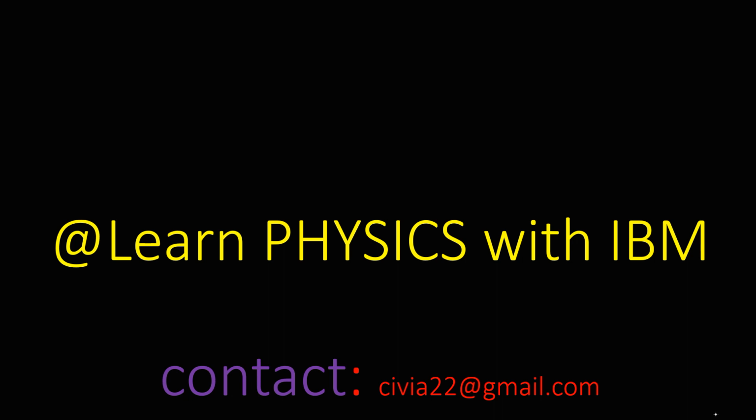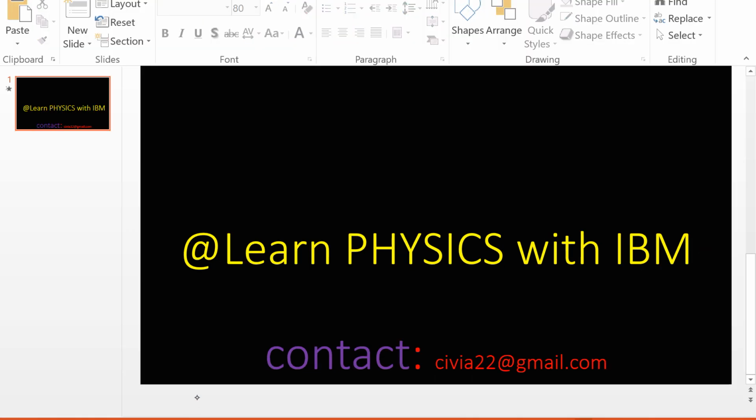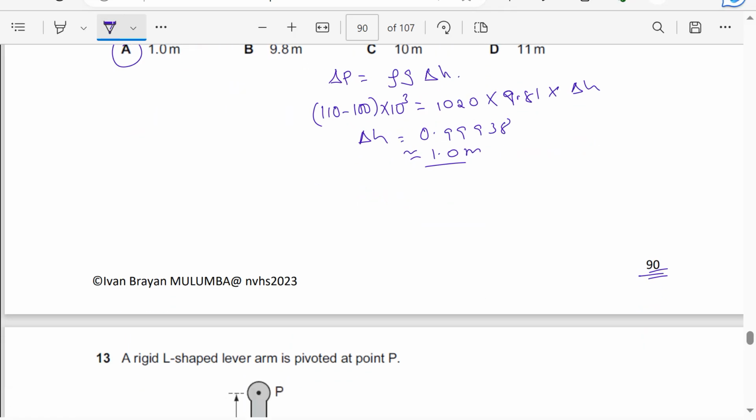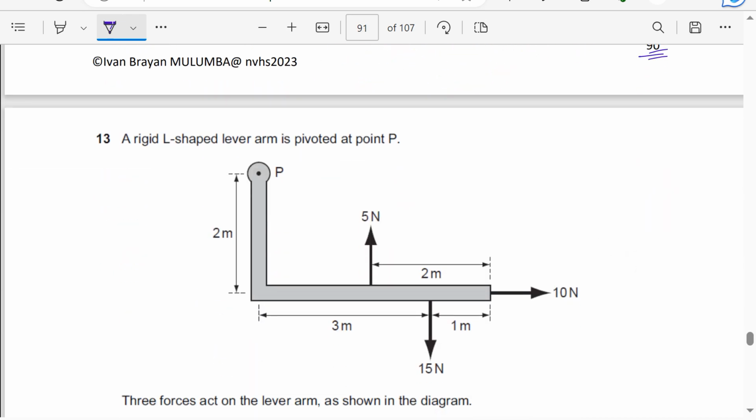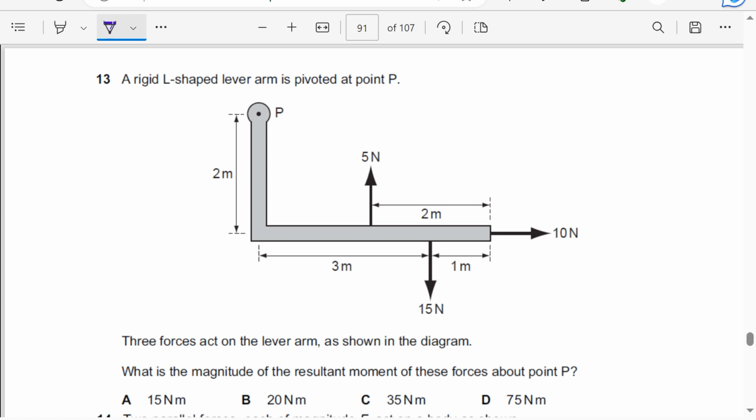So without wasting time, I would like to take you to part 11 of solved past paper questions, force, density, and pressure. In part 10, we stopped on page 90, and in part 11, I want us to start from this question here. So let's get started.